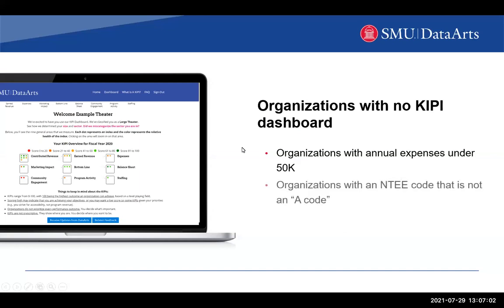Second, the KIPI dashboard also relies on having data from enough organizations like yours to accurately model how your organization operates. I will talk about this more in a moment, but what's important to know here is there are some organizations who fill out the CDP where we don't have enough data on other organizations within their same discipline to model this accurately. So basically, organizations that don't have an NTEE code that starts with an A, which is for arts and culture, those organizations won't see a KIPI dashboard either.